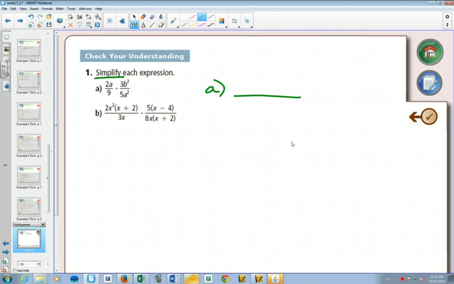If we put that all together, can you see that you have 2a times 3b squared? First of all, if I put that together, I'm going to get 6ab squared. And on the bottom, I've got 9 times 5a squared. That will give me 45a squared.